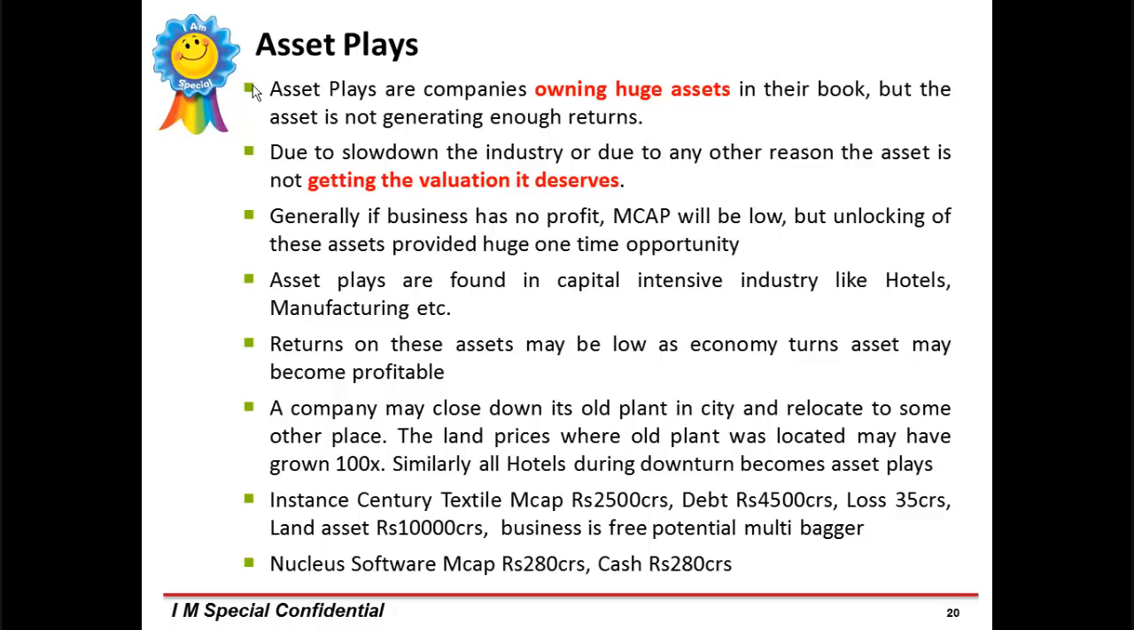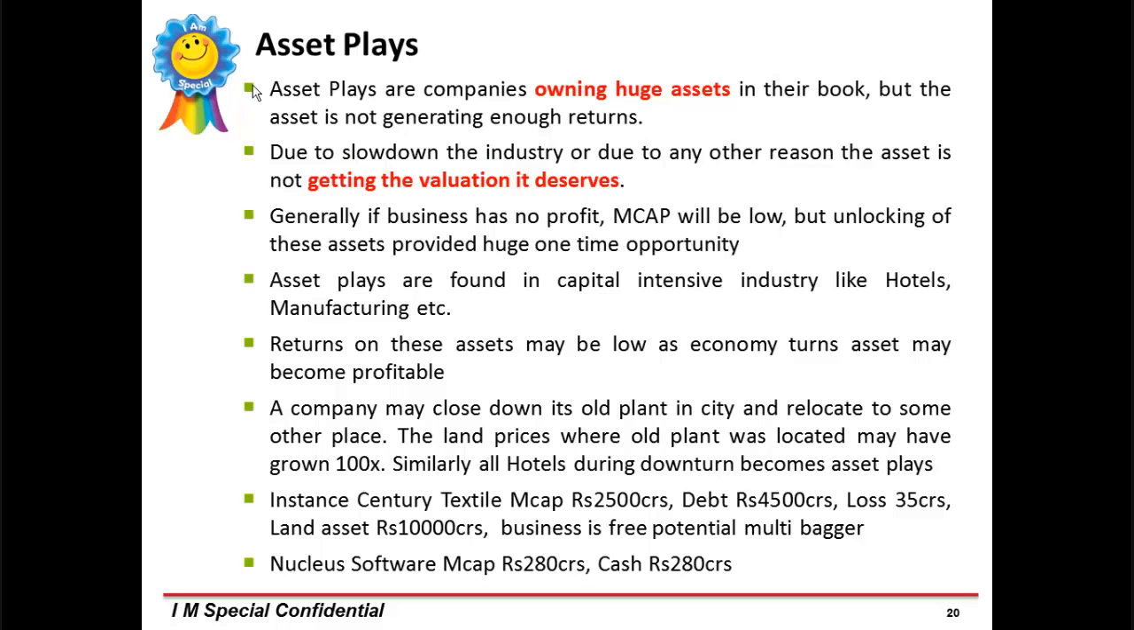Century Textile has a market cap of 2,500 crore. The debt in the books is close to 4,500 crore. It is a loss-making company. It has three main businesses. One is textile, which is doing okay. Cement is doing okay. Paper is loss-making. But if you just take the value of the asset which it has, the land asset value is close to 10,000 crores.